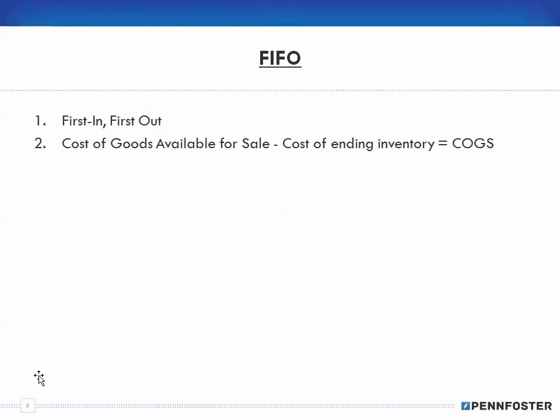Now, FIFO means first in, first out. That's an acronym for it. Also notice that we're still talking about my cost of goods available for sale, less my cost of ending inventory, which is still my cost of goods sold. That's no different than what we did for specific ID and for weighted average. We had a cost available for sale, and then we did an inventory to get our ending inventory, and the difference between the two becomes our cost of goods sold. No different here for FIFO, and no different here for LIFO.